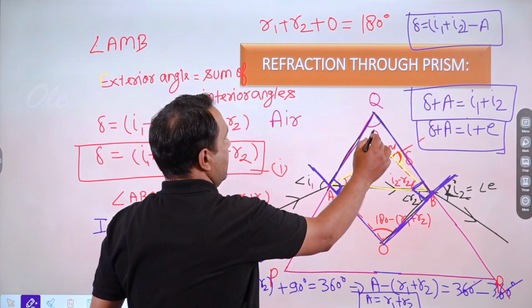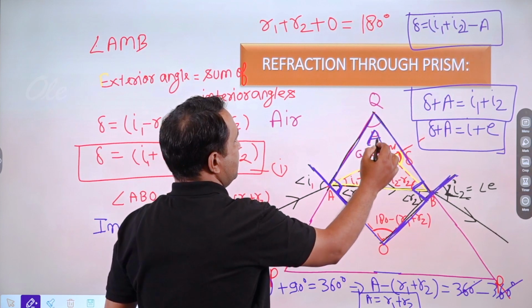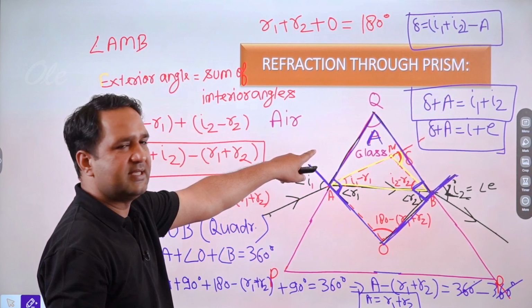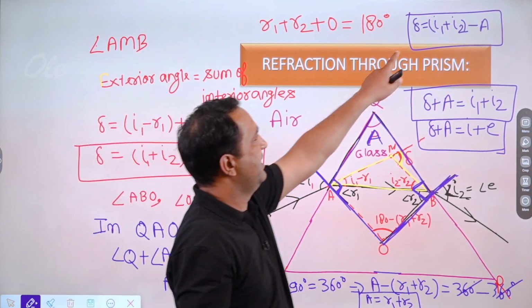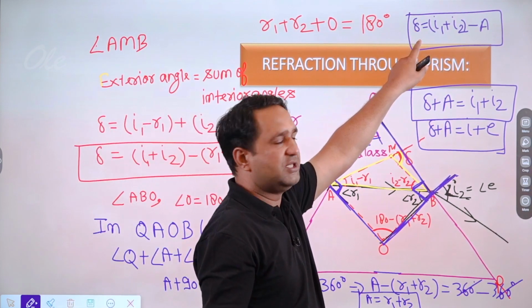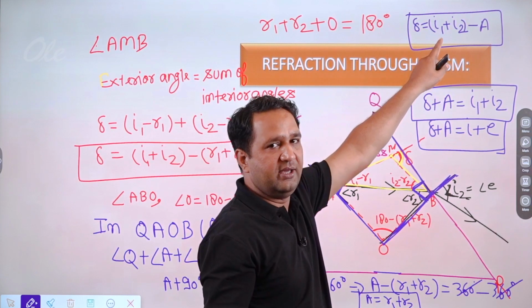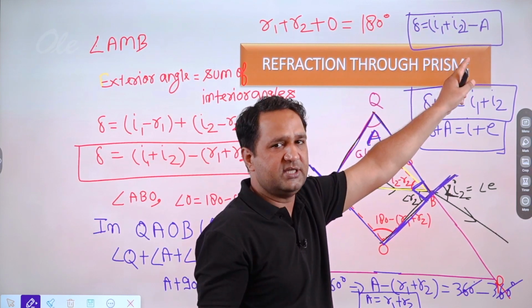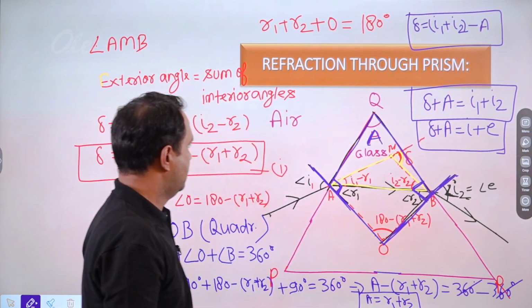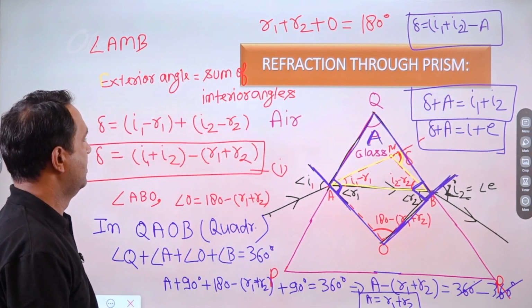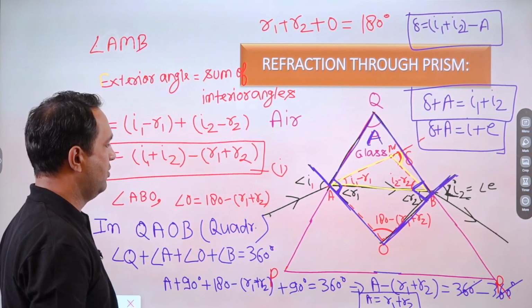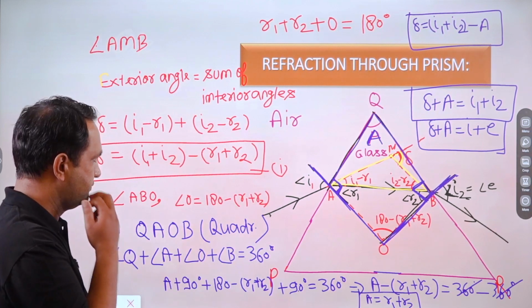What is A here? Angle of prism. It can be 60 degrees or any other value. So A is the angle of prism, del is the angle of deviation, I1 is the angle of incidence, I2 is the angle of emergence. Got it? So this is the formula which we derived here. Moving ahead, I hope it is very clear to you.